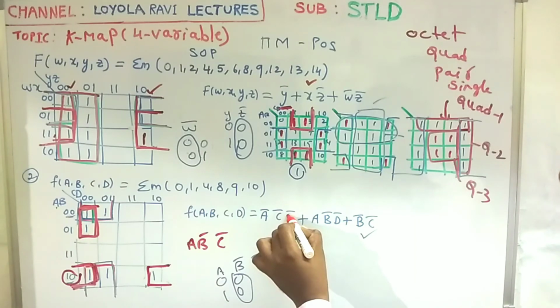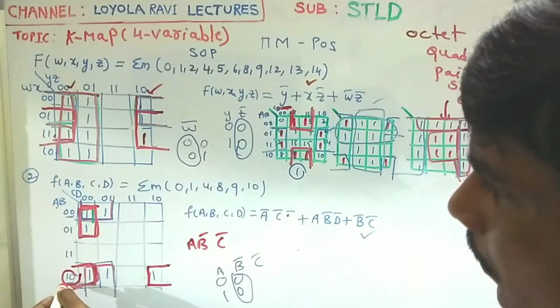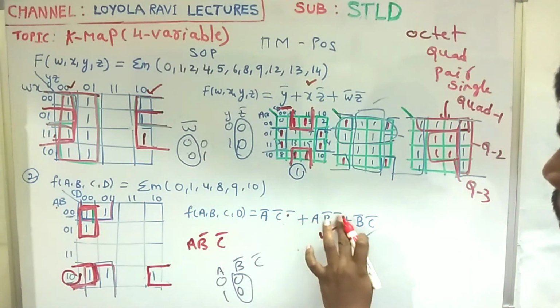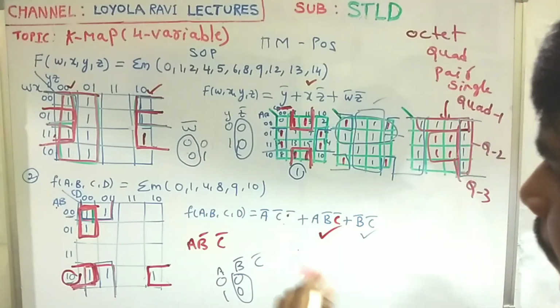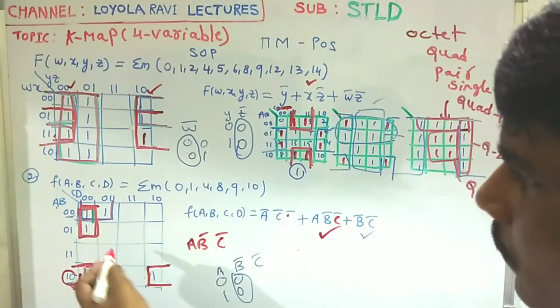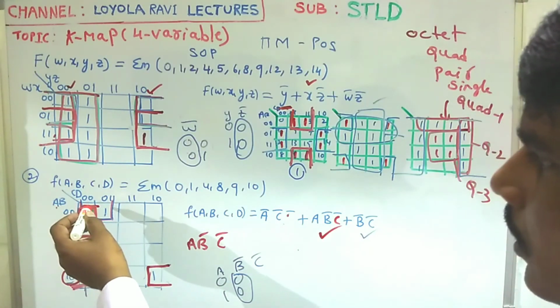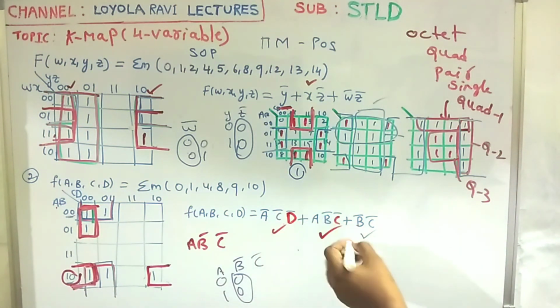A, C bar. Right. Here A bar B, C bar. This is A bar B, C bar. Okay. These are the terms we are going to form here. What is the first one? For this pair, A bar, C bar, D bar. This is already we have. So the third term is A bar, B bar, C bar.